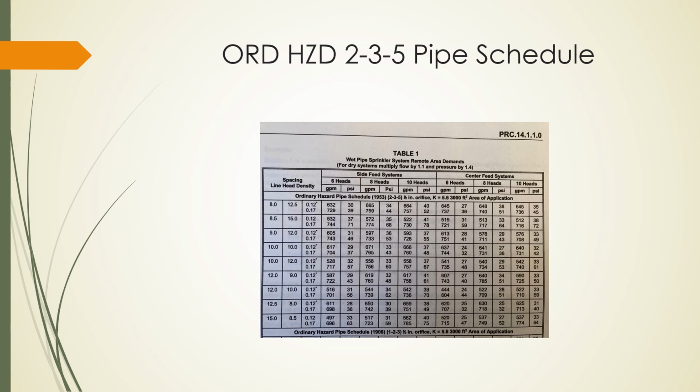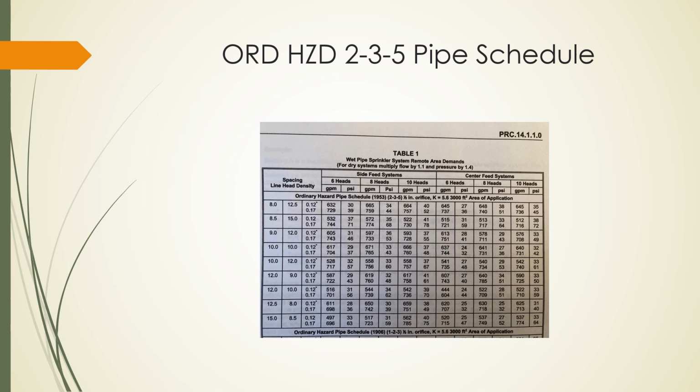And then it says 6 heads, 8 heads, 10 heads, and that's just the number of heads on a branch. And of course, you see below that it says ordinary hazard pipe schedule. That's our 235 system, and what we expect is a K 5.6 head. Ignore that 3,000 foot area of application. We'll come back to that in a little bit.